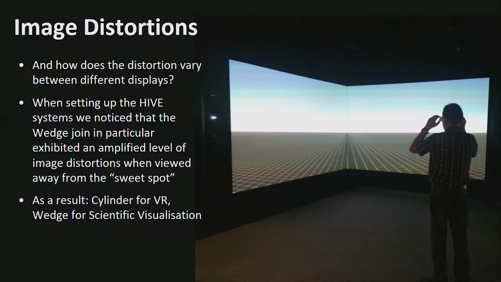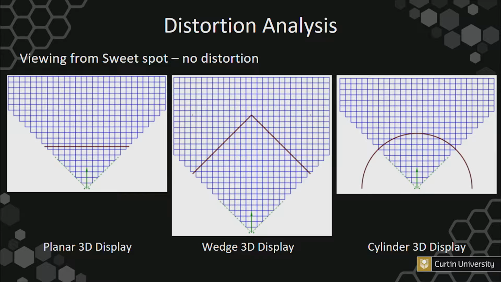As a result of that very initial observation, we predominantly used the Cylinder display for virtual environments and primarily used the Wedge display for scientific visualisation, because we knew that this particular display would be amplifying distortions. Well, that's what we noticed. So a colleague of mine, one of the colleagues on this paper, has whipped up some analysis that analyses and displays the distortions.